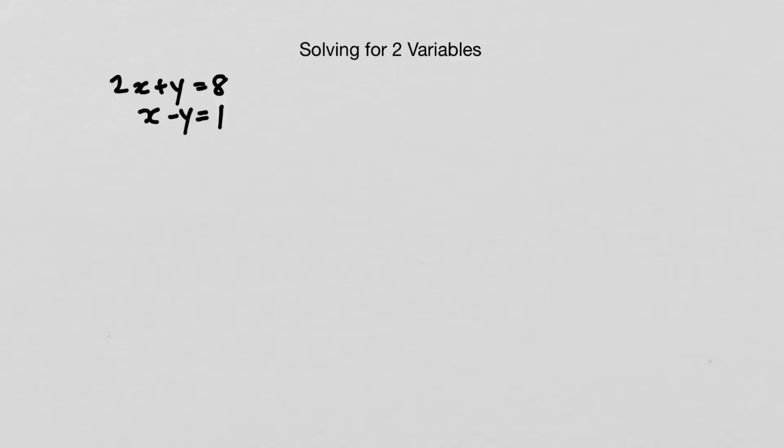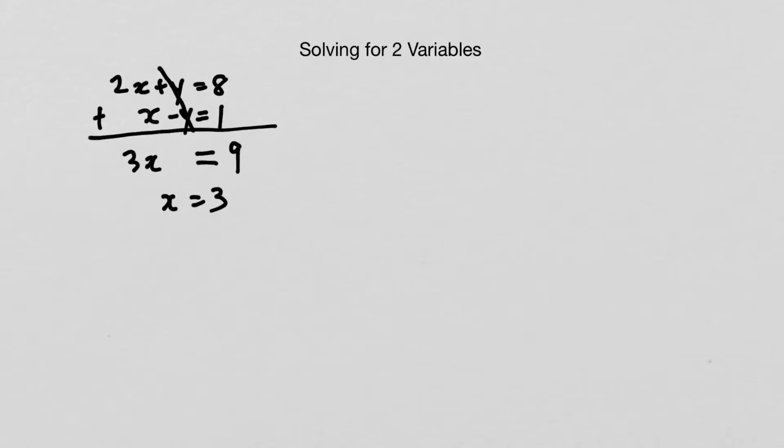First, we're going to do the elimination method. The way we do this is by adding both equations such that one of the variables is eliminated. So we're going to add vertically: 2x plus x is 3x. y and negative y cancel out, and 8 plus 1 is now 9. So you notice that we're left with just solving for x. Now we're going to divide both sides by 3, and x is now equal to 3.